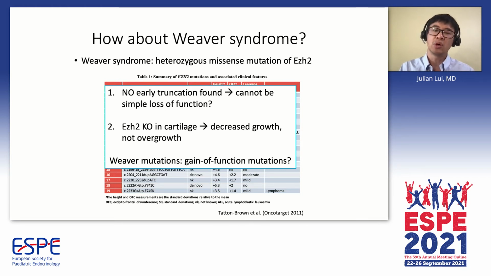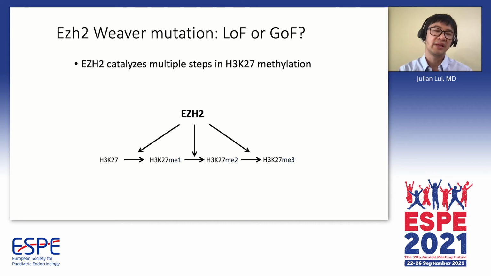And so we started to wonder, at least at that point, it wasn't so clear whether this mutation is a gain of function or loss of function. And so we started wondering maybe we can study it to see if it's a gain of function mutation or loss of function mutation. And it turns out that studying EZH2 activity is not as straightforward as we hoped, mainly because EZH2 catalyzes multiple steps in this enzymatic reaction.